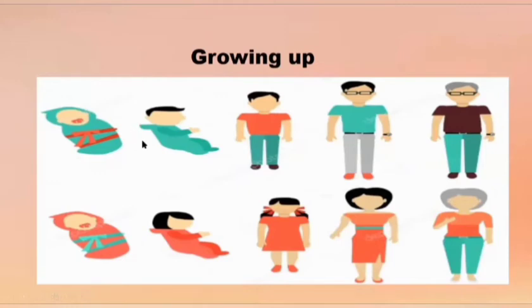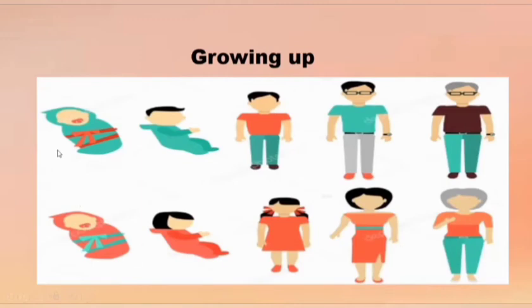A baby girl, you can see here, grows up to be a woman. You can see here an infant, then a girl, a woman, then this old lady. These are the stages of life. That is how we all grow.